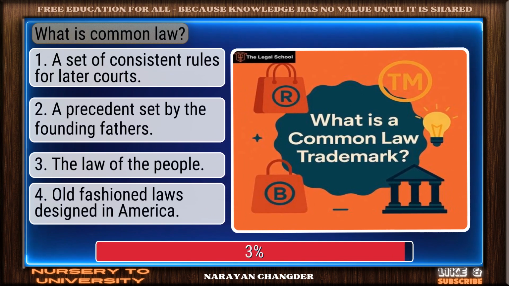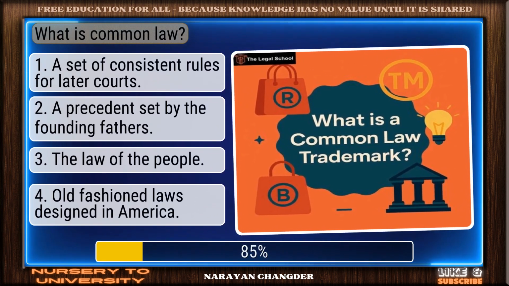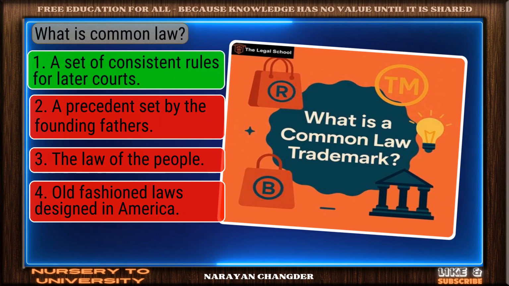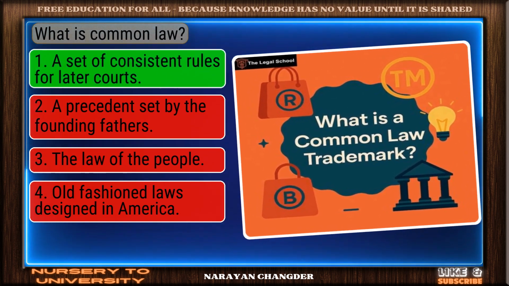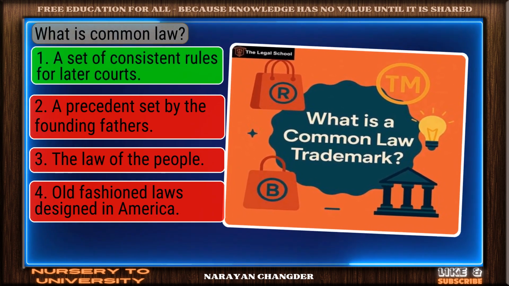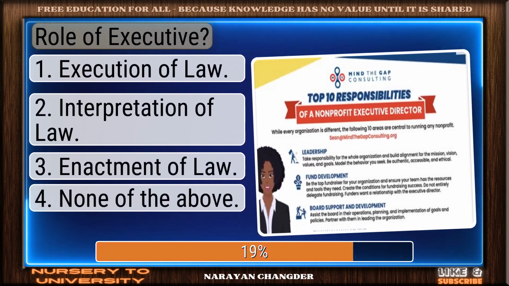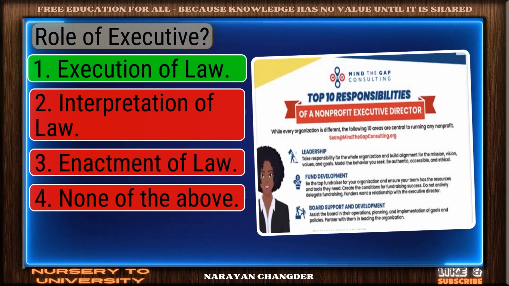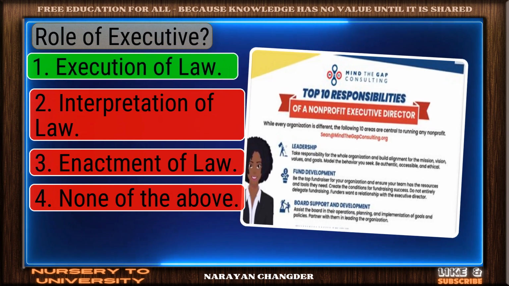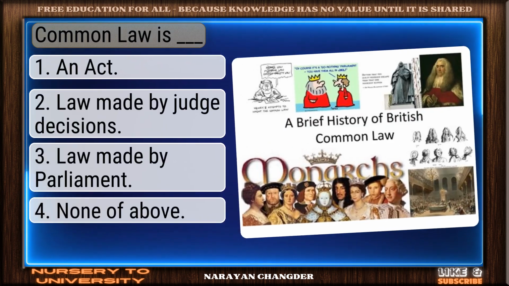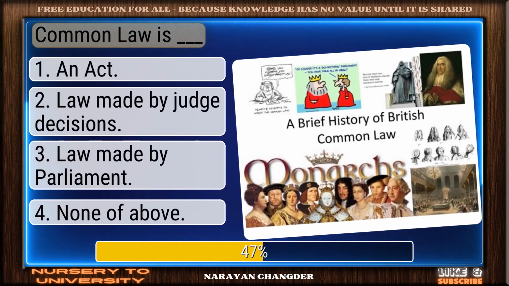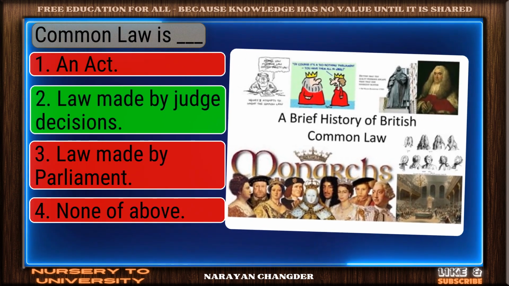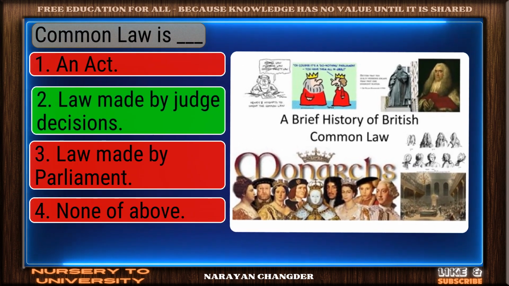What is common law? You're right. A set of consistent rules for later courts is the correct answer. Role of executive. Smart move. Execution of law is an accurate answer. Common law is dash. Great thinking. Law made by judge decisions is the right choice.